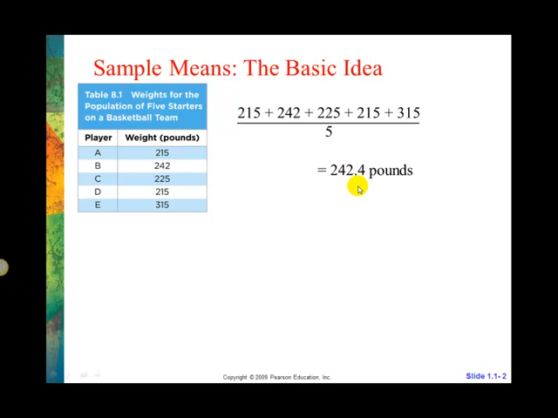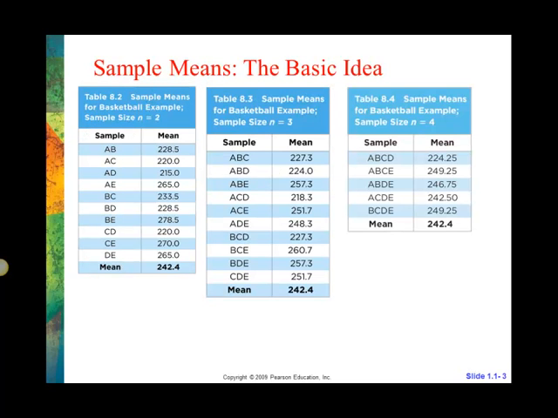Well, that's great, but what happens if we were to take samples of size 2 or samples with size 3 or samples with size 4? And we find that while each sample would have a different mean, the mean of all of those samples is exactly the same. So the population mean is the same as the mean of all of the possible samples. Okay, and that works for any problem that we have.